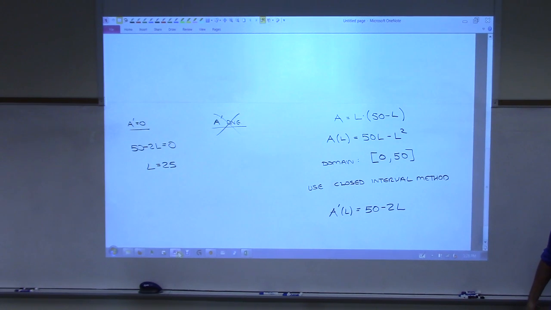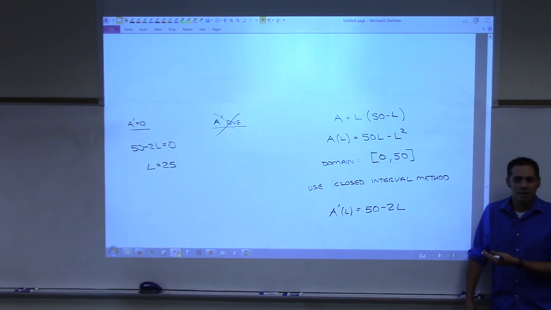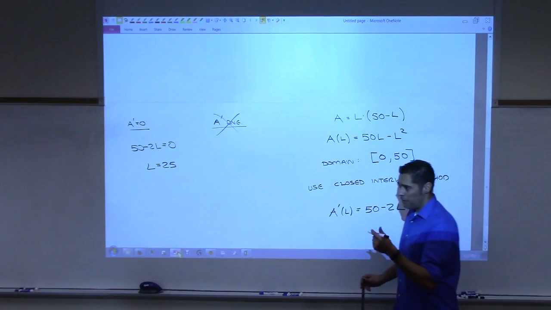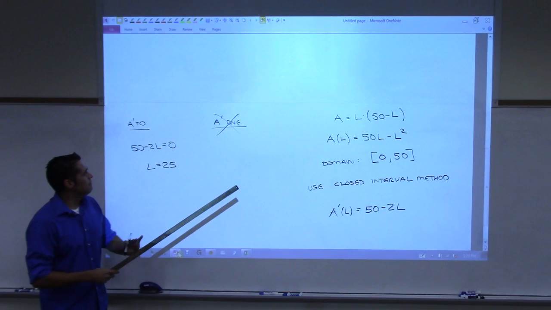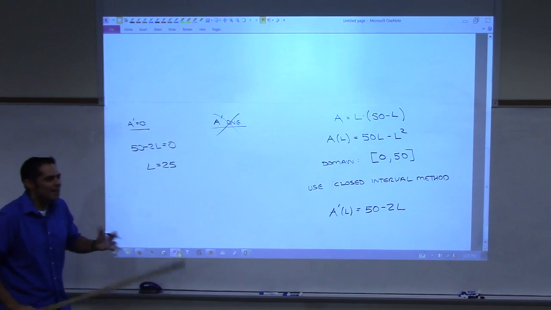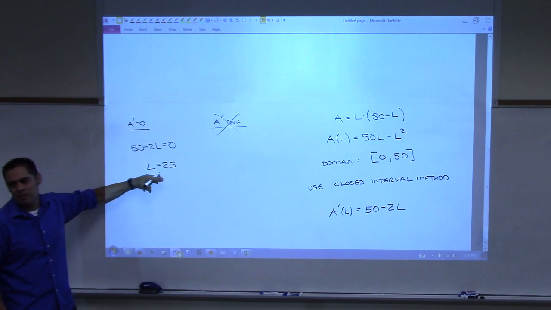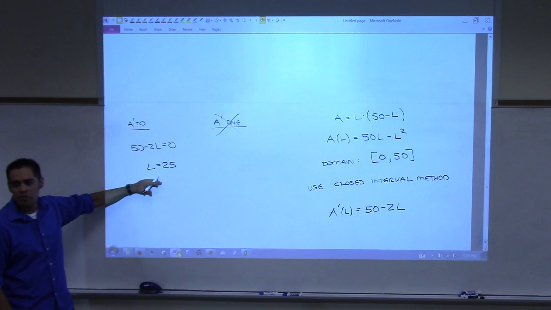Does that mean our answer is 25? No, we still have to prove that this is going to give us the maximum area, right? We haven't proven that yet. This happens a lot on the final. Give a problem like that, the student sets everything up right. They get this answer, and they just assume that that's your maximum. Now it is. That's the only number it could possibly be. But you still have to show it. All right. How are you going to show that that's where you get your maximum?